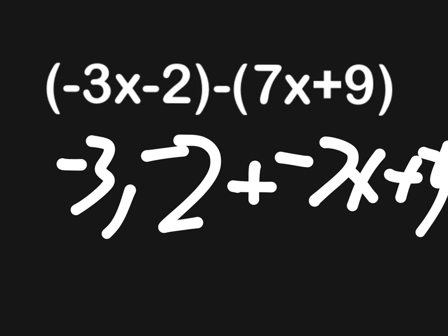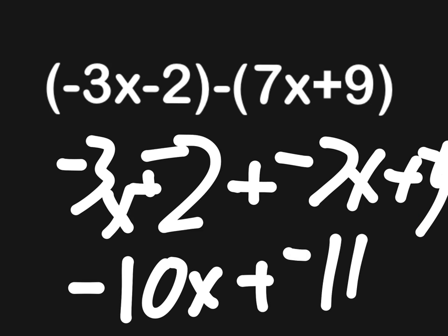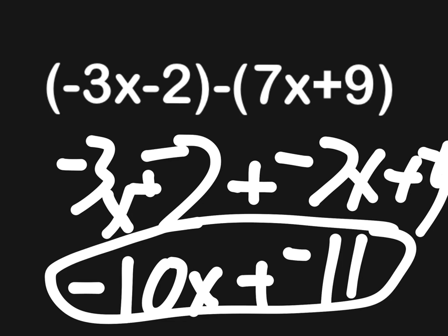After that, you would just add them up like normal. So -3x plus -7x would equal -10x, plus this one and this one would be -11. And this would be your answer right there.